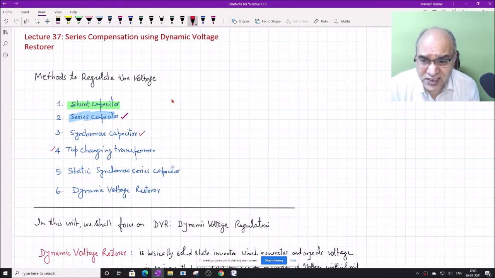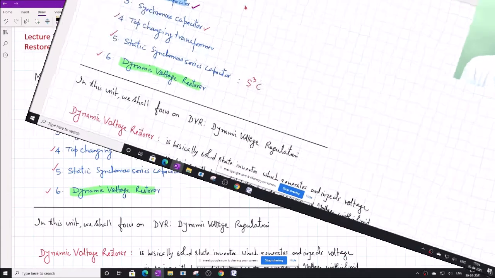Another FACTS device which is used to compensate the voltage is called static synchronous series compensator. It's called SSSC. Okay, static synchronous series compensator, and dynamic voltage restorer. Mostly this device is used for distribution systems or at a medium voltage range.